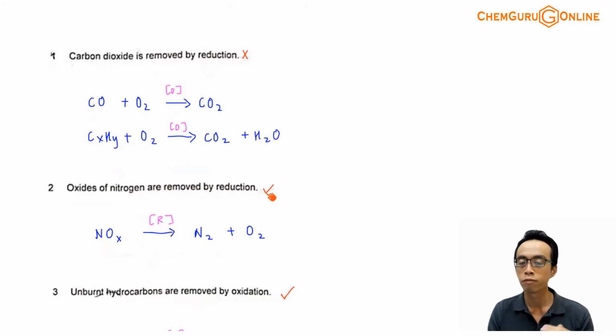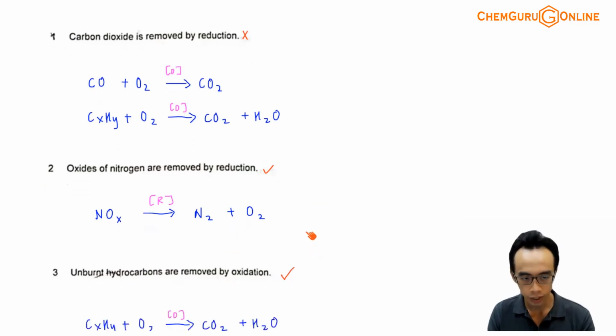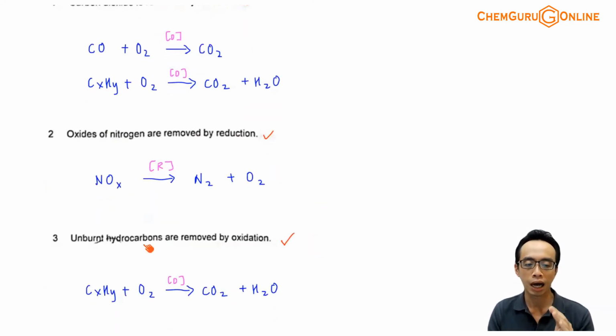Now, how about statement number 2? Oxides of nitrogen are removed by reduction. Whatever oxides of nitrogen we have, I remove the oxygen from them and form N2, nitrogen gas. Therefore, this is considered a reduction. So statement number 2 is correct. How about statement number 3? Unburnt hydrocarbons are removed by oxidation. This is true because we want to convert our hydrocarbon to CO2 and water. Again, this is by combustion, which is oxidation. So statement number 3 is correct.